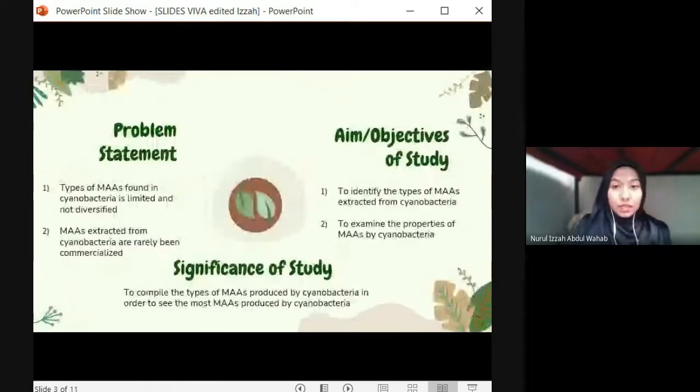The problem statement arising from this study is that the types of MAAs found specifically in cyanobacteria are limited and not diversified. Secondly, they are rarely commercialized, unlike the MAAs extracted from algae. Hence, the study aims to identify all the types of MAAs found in cyanobacteria and to examine the excellent properties of the MAAs and whether or not it is encouraged to be further commercialized in the industries. The significance of the study is to compile the types of MAAs produced by cyanobacteria in order to see the most MAAs produced by cyanobacteria.